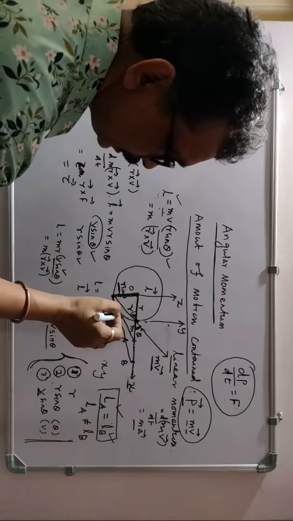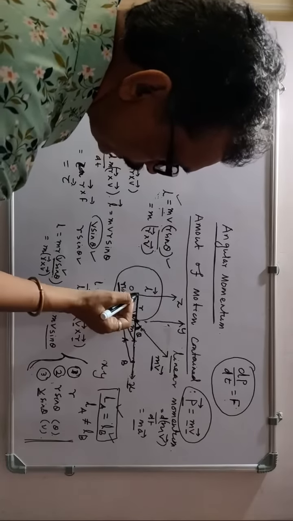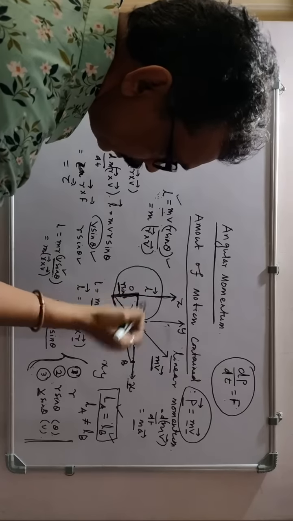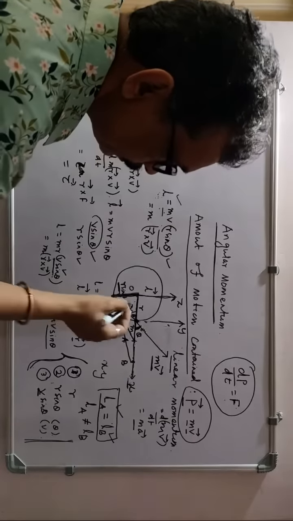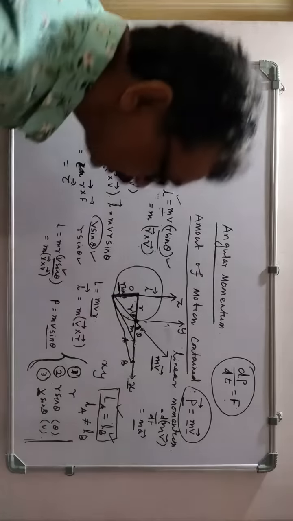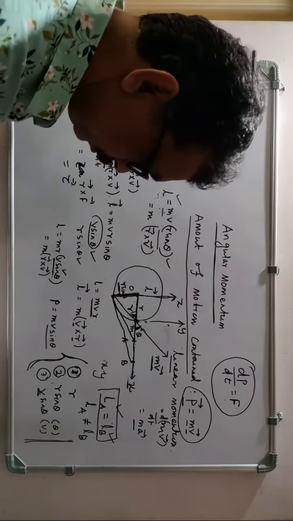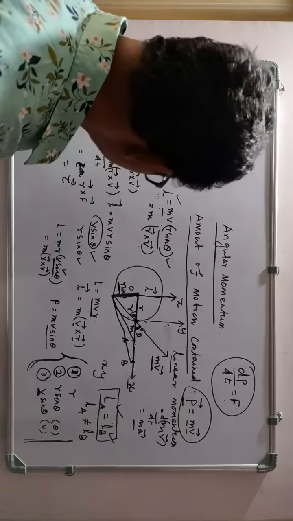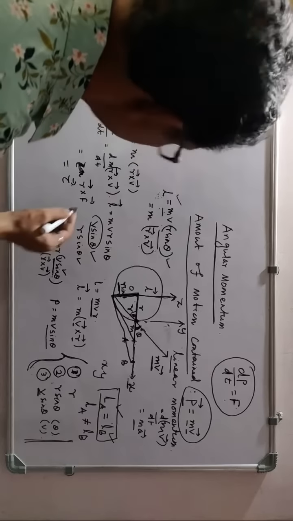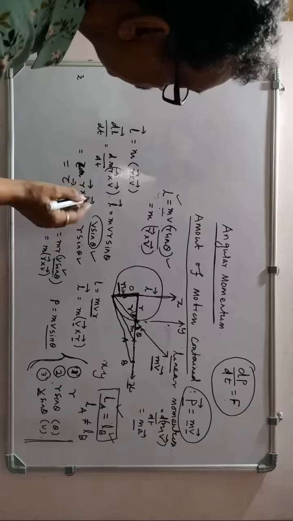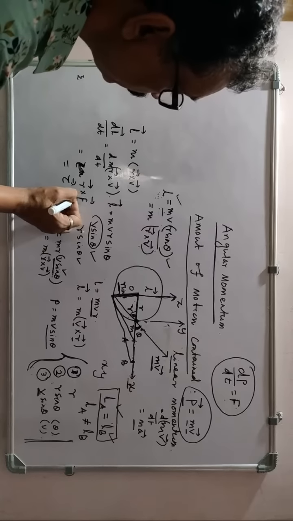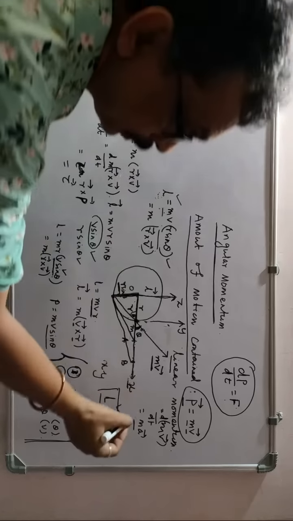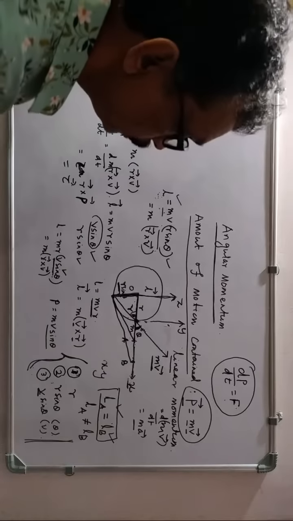For a symmetric object or for a point object, the angular momentum is along, suppose here, the z axis. If the symmetry of the body changes, then the direction of the angular momentum also changes. Okay. This is your derivative of r cross p, not F, r cross p. Okay, r cross p.